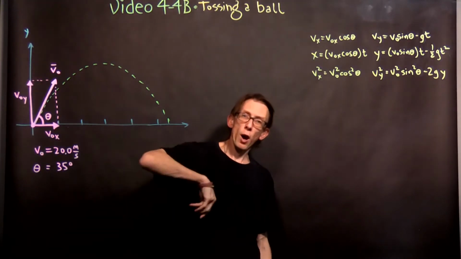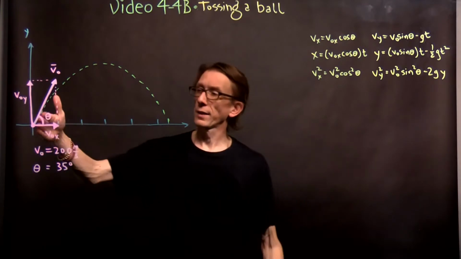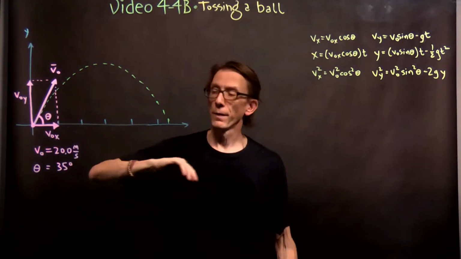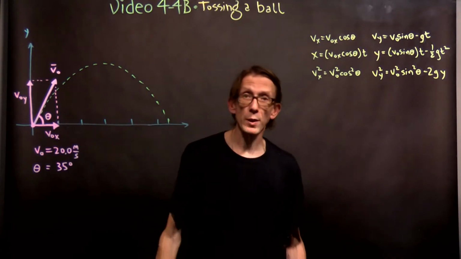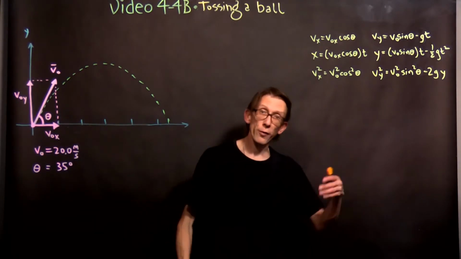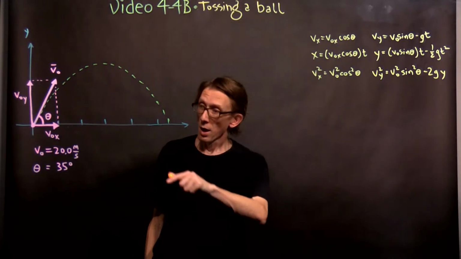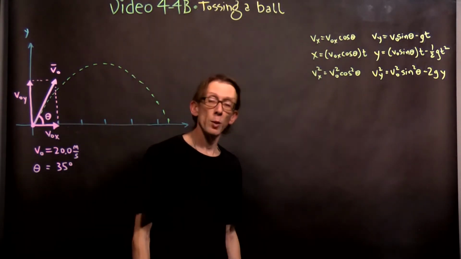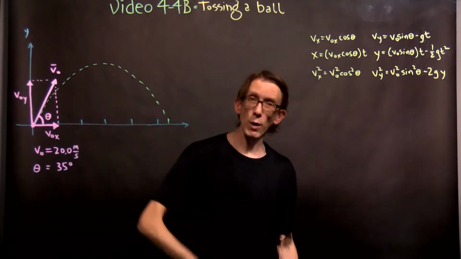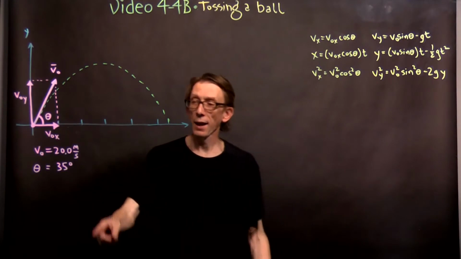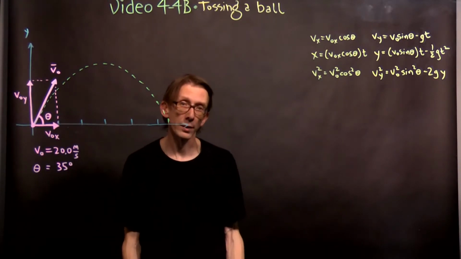So we're back to our drawing here of our general launch angle. We've got the initial velocity here, v naught, but now we put numbers on it. The speed is 20 meters per second. So we're going to throw a ball, and when it leaves our hands, it's going to be going 20.0 meters per second, at an angle of about 35 degrees above the horizontal.